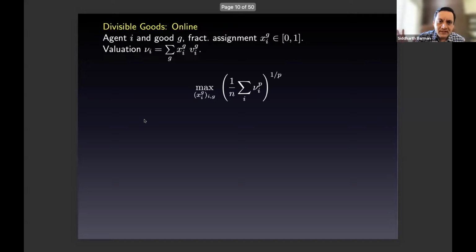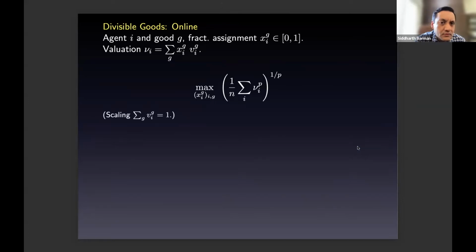Now, if it was an offline problem, that is, if I told you all these v_gi upfront for all the agents and all the goods, you can just write a concave optimization problem. In particular, there are the number of agents times the number of goods decision variables. Look at this expression and maximize it. It's a continuous optimization problem. The objective is concave, so you can find the optimal. Nothing grand about it.